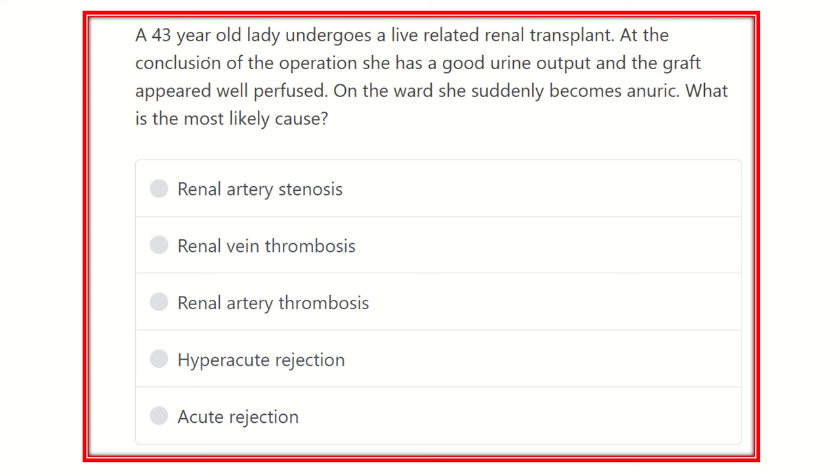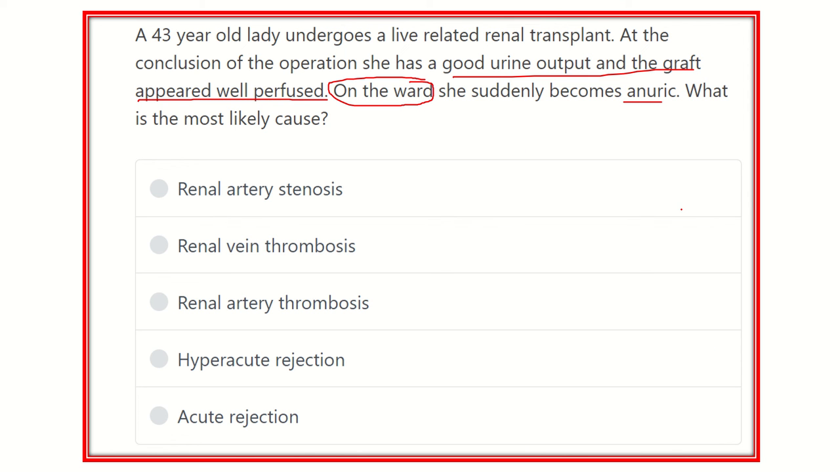Here you can see a 43 year old lady undergoing a living related renal transplant. At the conclusion of the operation, she has a good urine output and the graft appeared well perfused. So in this section we can see the operation was successful, but suddenly in the ward, that means within a few hours of the operation, the patient became anuric. What is the most likely cause?